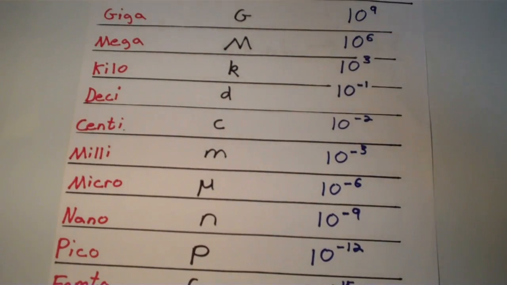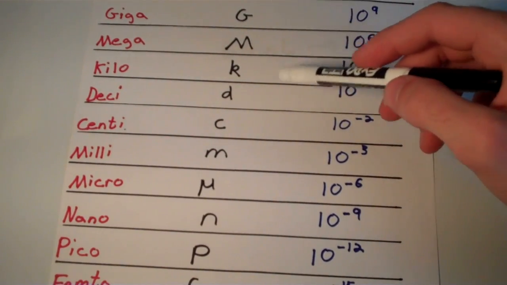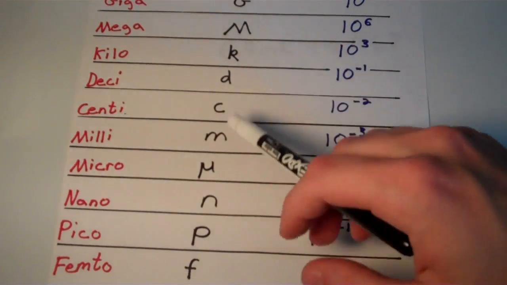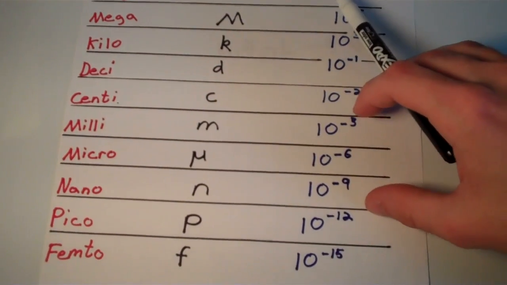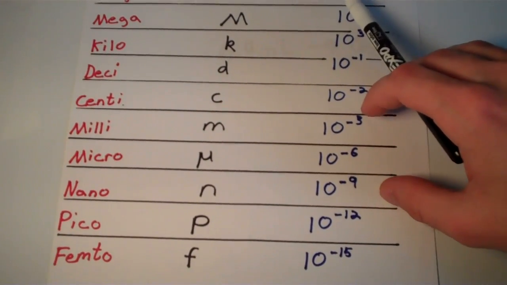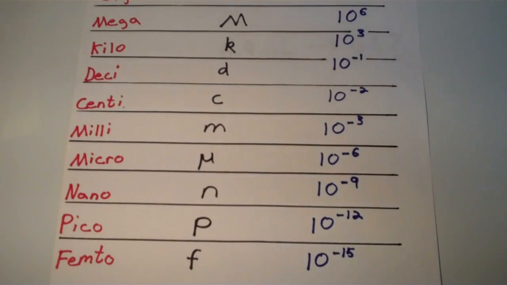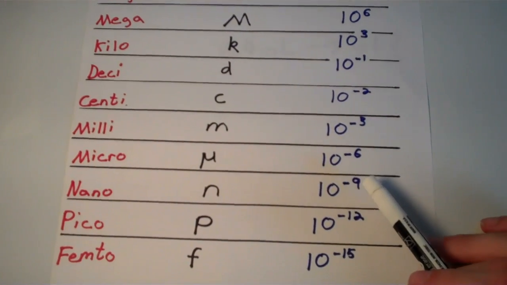Prefixes like milli, you probably know that one already, or kilo, or centi, or maybe micro and nano. I tend to get those two mixed up a lot. Micro is 10 to the negative 6, and nano is 10 to the negative 9.